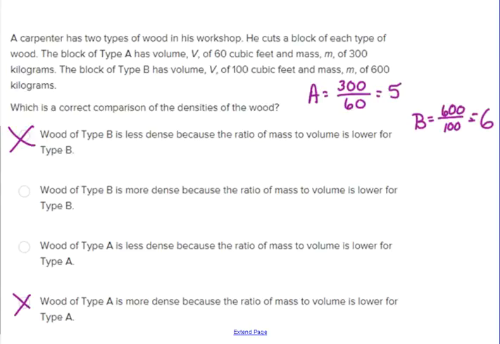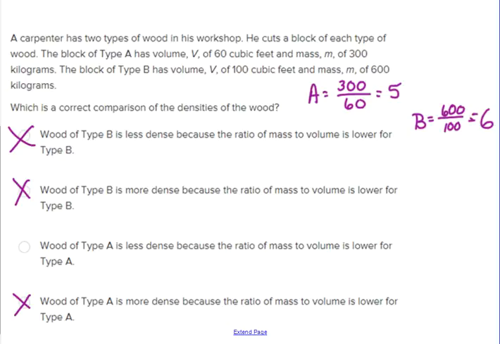So let's look at the 2 choices that we have left. Now, don't automatically pick B just because it says B is more dense. You got to read what follows because the reason might be wrong. Wood of type B is more dense because the ratio of mass to volume is lower. Well, is that lower? Is 6 lower than 5? No. Be confident. So let's check C just to make sure that we haven't messed anything else up.